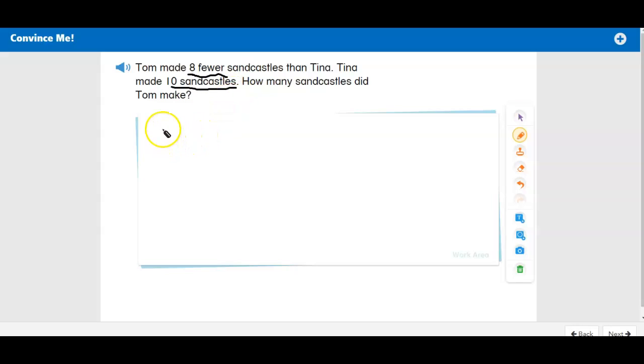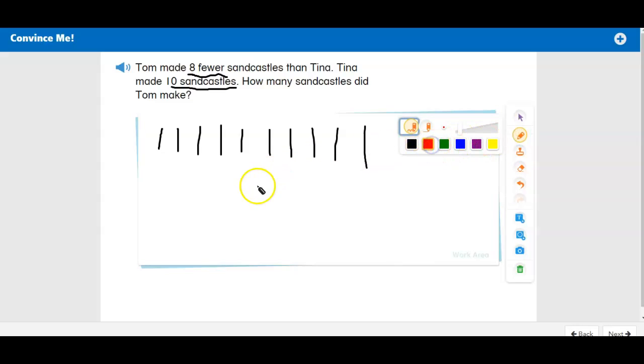What we could do first is make 10 tally marks to show the 10 sandcastles that Tina made. You can also do dots or X's. I just like doing some tallies. So let's double check. 1, 2, 3, 4, 5, 6, 7, 8, 9, 10. Perfect. So now I'm going to change to my red marker.